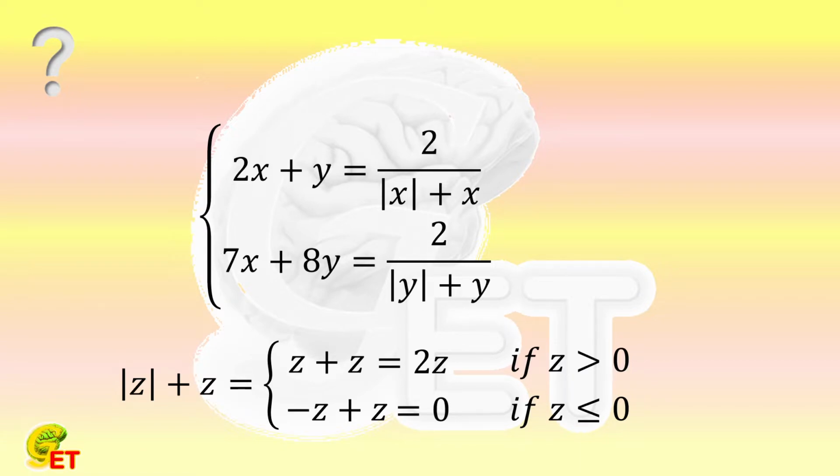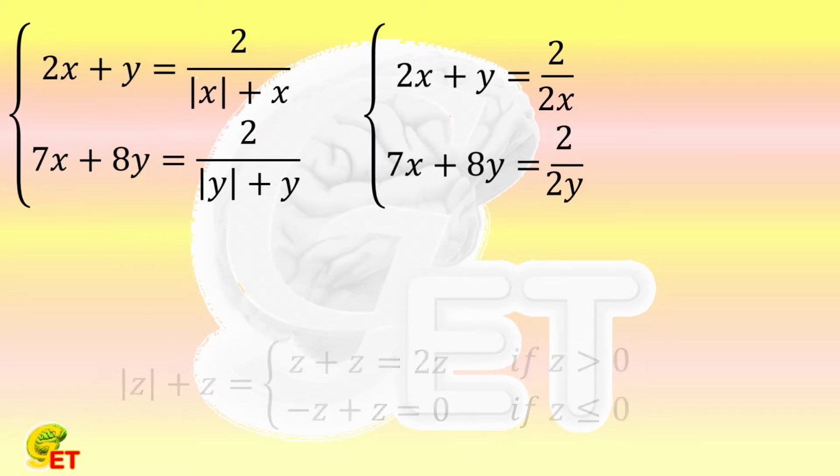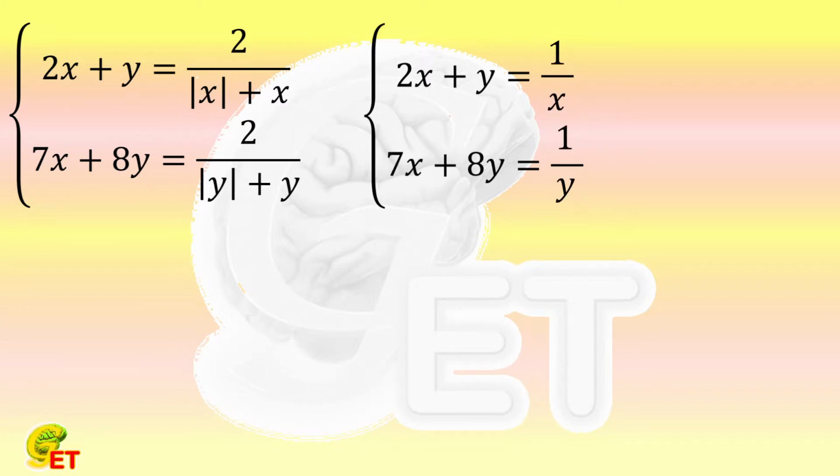In the original equations, the absolute value of x plus x, and the absolute value of y plus y, both appear as denominators. So none of them can be 0. That is, they are twice x and twice y respectively. Simplifying them, we get the right side of the equations are 1 over x and 1 over y respectively. And we also know very clearly that both x and y are bigger than 0.